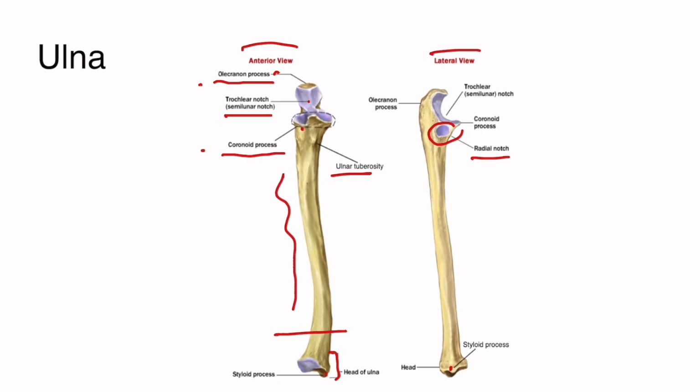Clinical correlations. Monteggia fracture. Monteggia fracture is the ulnar shaft fracture combined with radial head dislocation. It's usually caused by a fall on an outstretched hand with forced pronation.